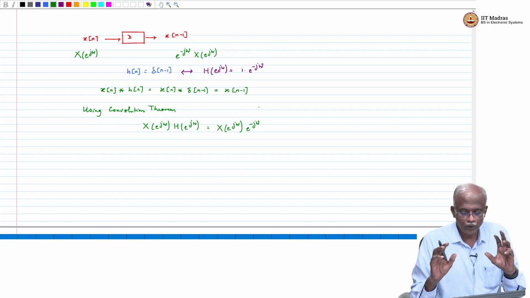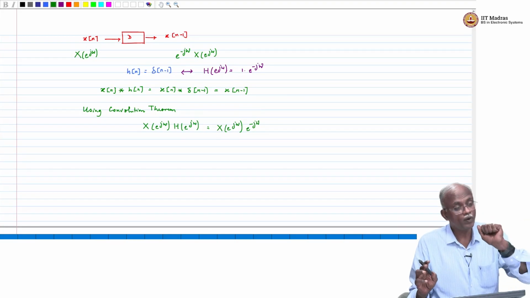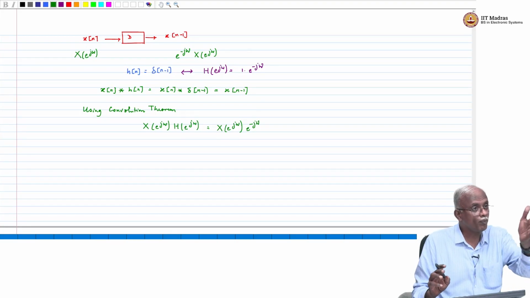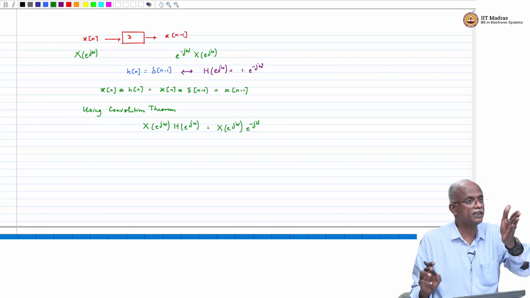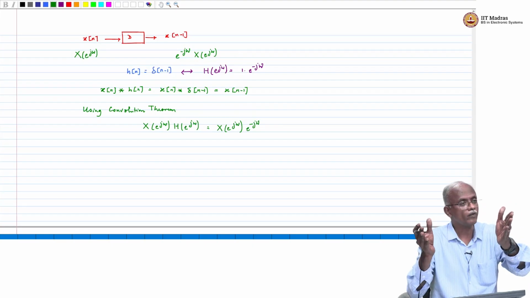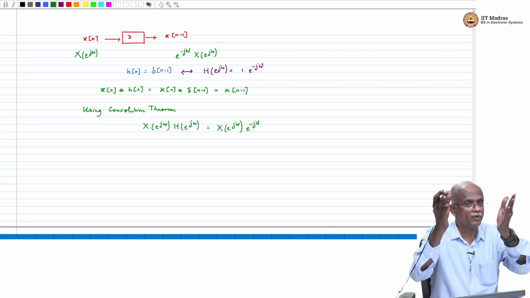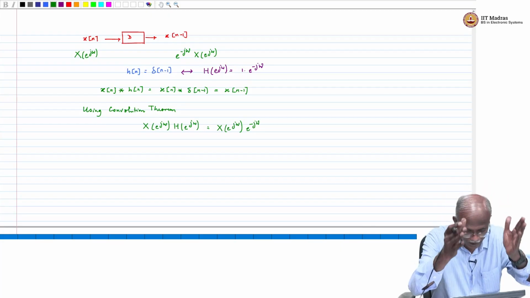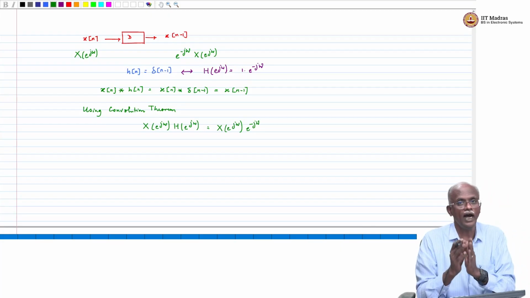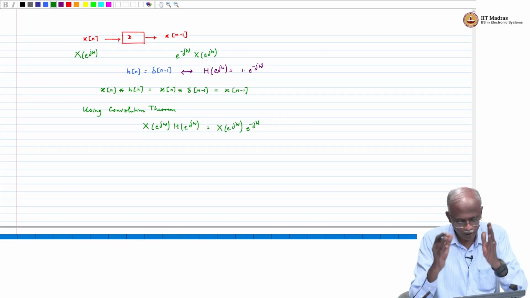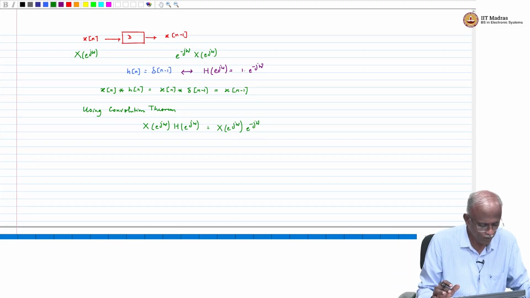So basically you can get it from the impulse response, you can get it from the property of delaying the input signal, you can also get it from the convolution theorem. So all three will be consistent, they have to give you the same result, and therefore this becomes a very powerful framework for us to work with.